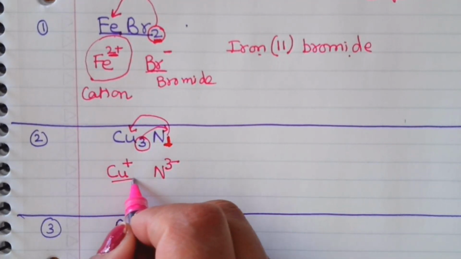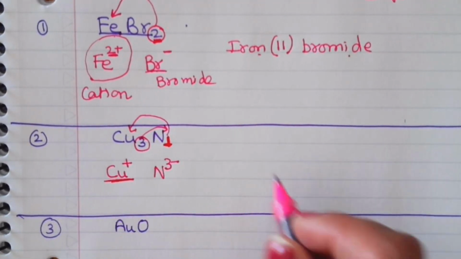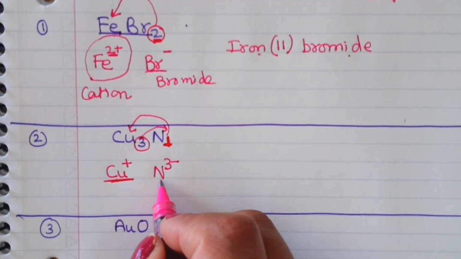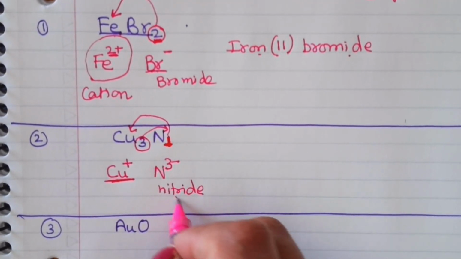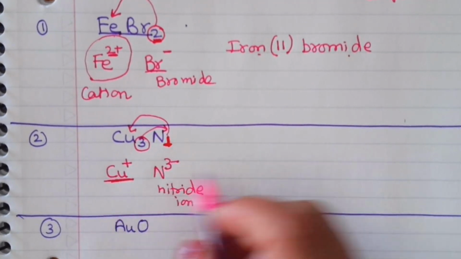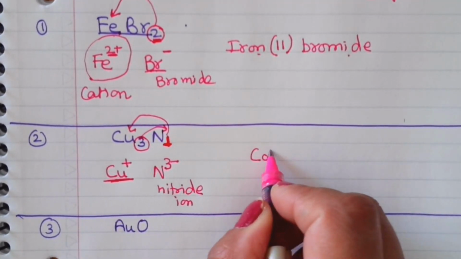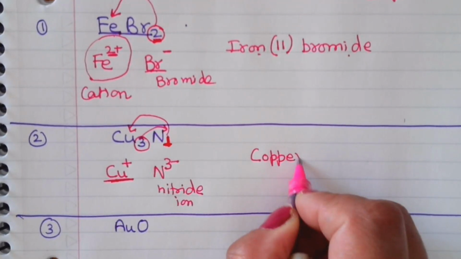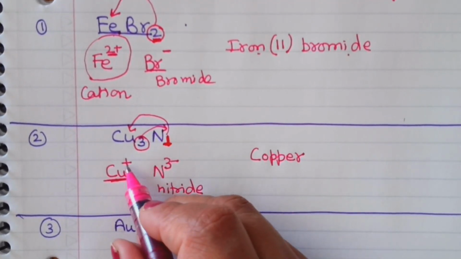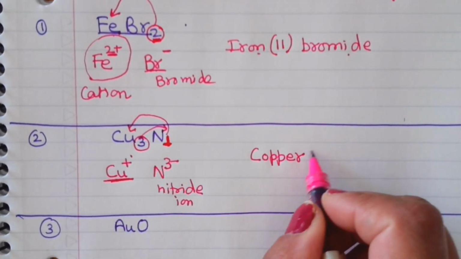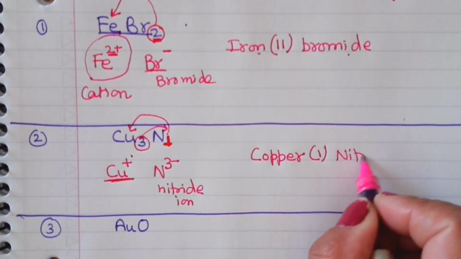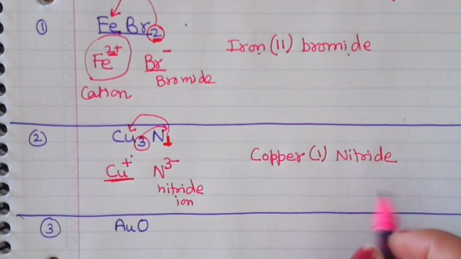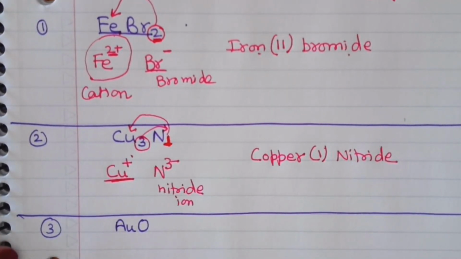Now since we figured out the charge on copper, we can name this. So this is the nitride ion, right? So the name of this compound, since copper belongs to D block elements, would be copper. It has a charge of 1 plus, so copper 1 nitride. That is the name of this ionic compound.